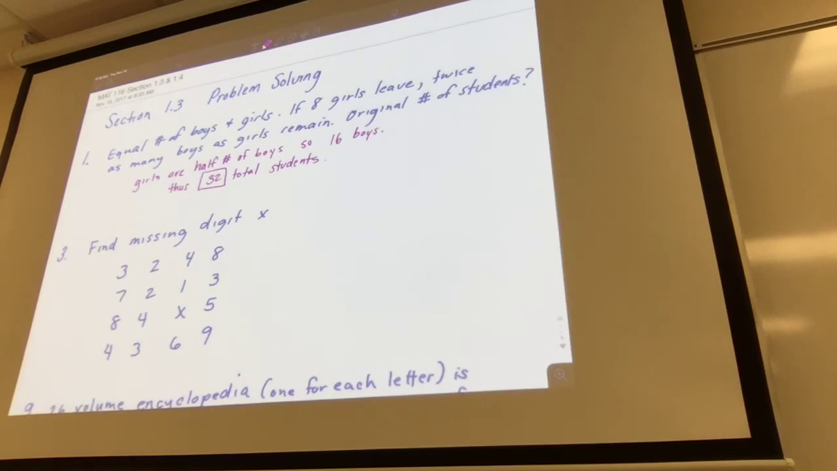Okay. My next thought process was, well, maybe try columns. 3, 7, 8, 4. Nothing arithmetic or geometric sequence wise. Then I kind of look at a diagonal. 3, 2, x, 9. Nothing there. So I'm like, okay, clearly not anything to do with some type of arithmetic sequence, not anything to do with a geometric sequence.